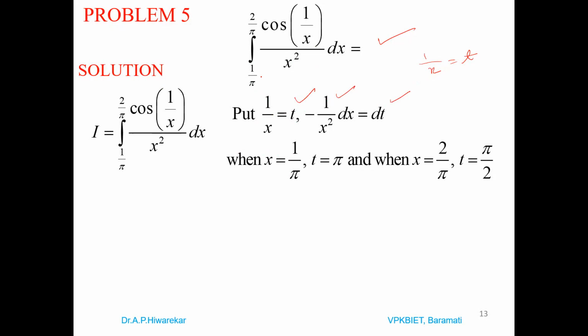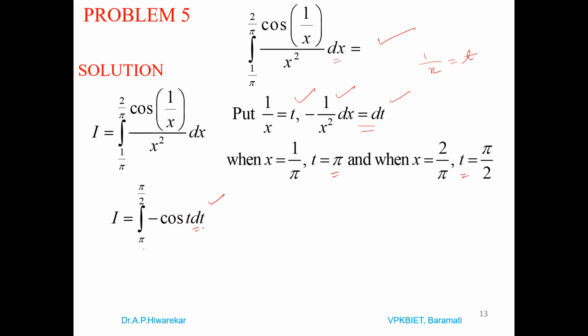Because the lower limit is 1 by pi, these are limits for x. When x is 1 by pi, substitute here, t is pi. Put x as 2 by pi, then t is pi by 2. So this integral becomes I is equal to, because this is minus dt, 1 by x square dx is minus dt. And then this becomes cos t. So it is minus cos t dt. Finally, the limits are pi to pi by 2.